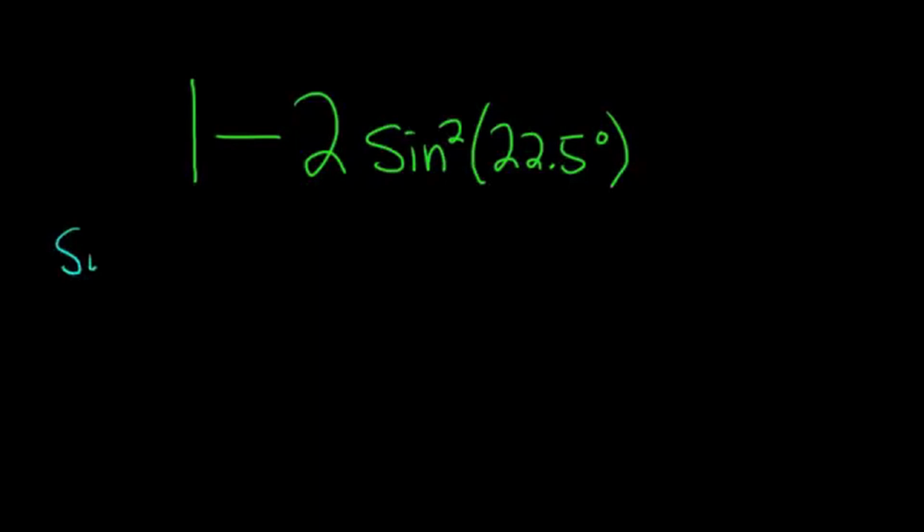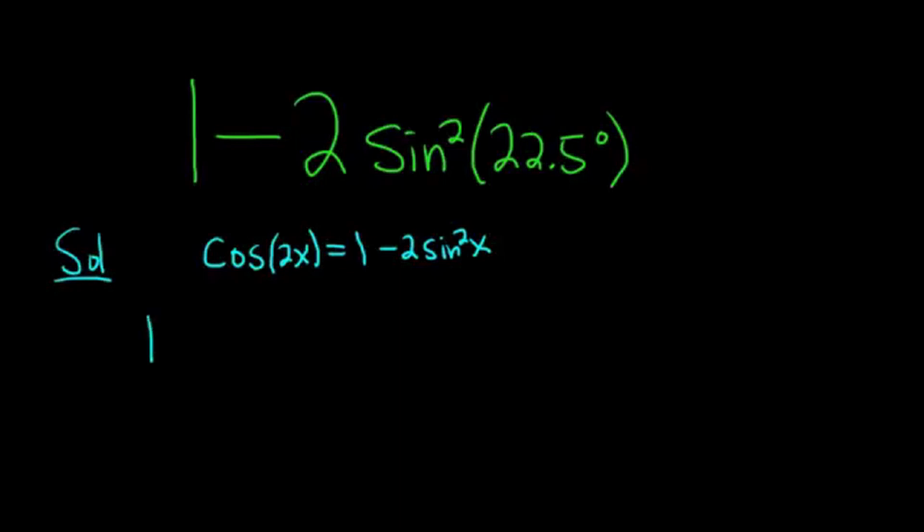In this problem, we have to write this as a single trigonometric function or a number in exact form. Solution. So here we have to use an identity. It's a double number identity. The identity we're going to use is the one that looks like this. Cosine of 2x equals 1 minus 2 sine squared of x. And we're using this one for obvious reasons because we have a 1 and a 2 and a sine squared.